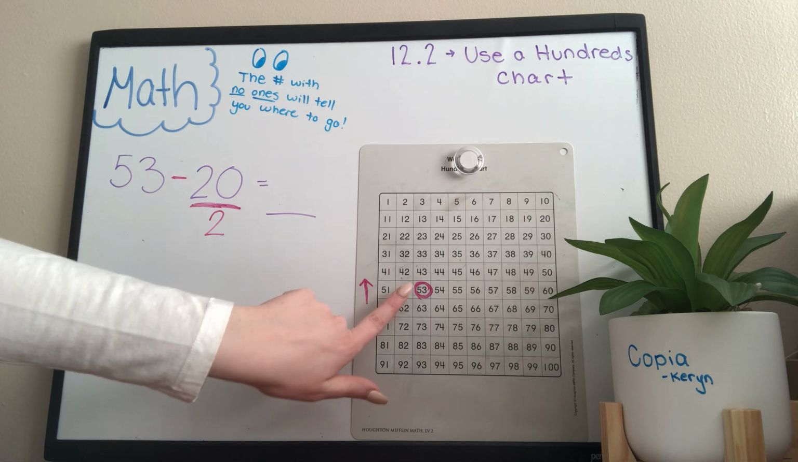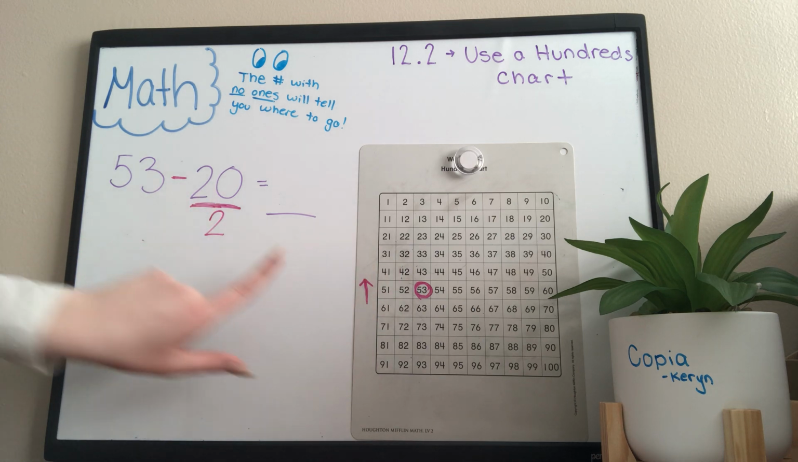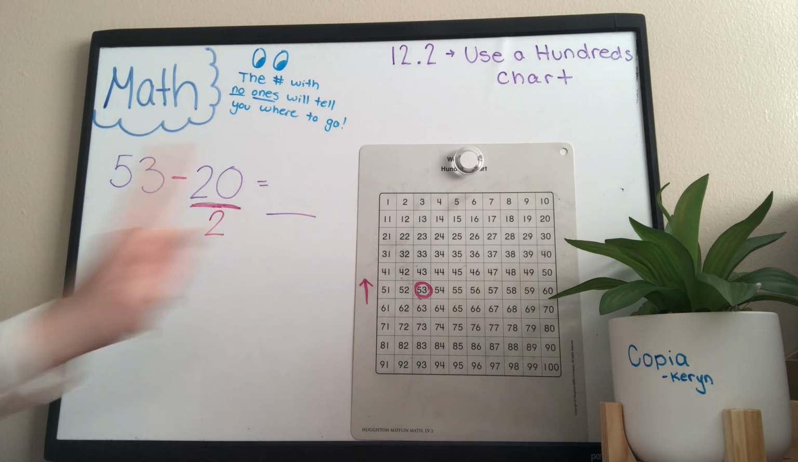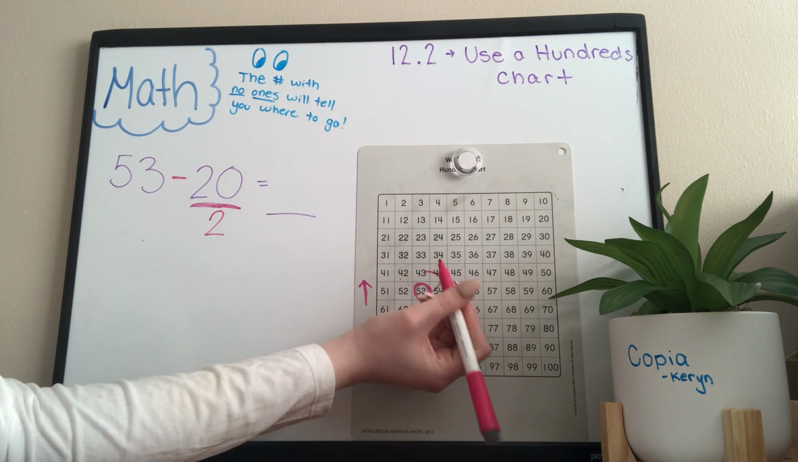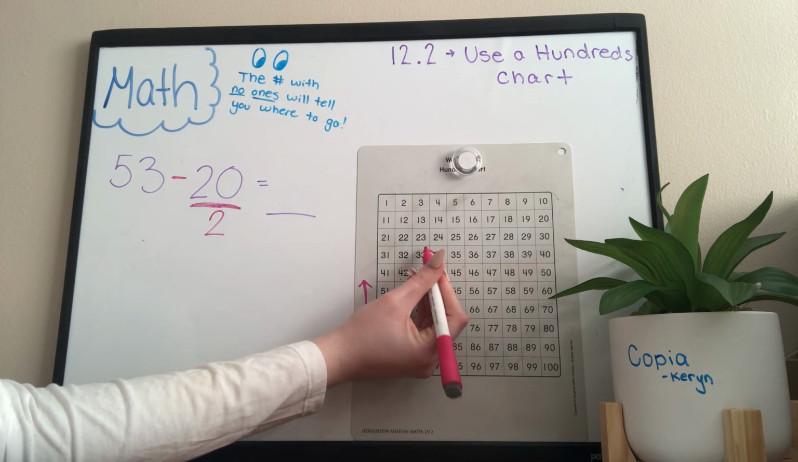All right, I have my number 53 here. I still have to move 2 rows, and now I'm moving up. 1, 2, and now I'm at my new number. What's my new number?